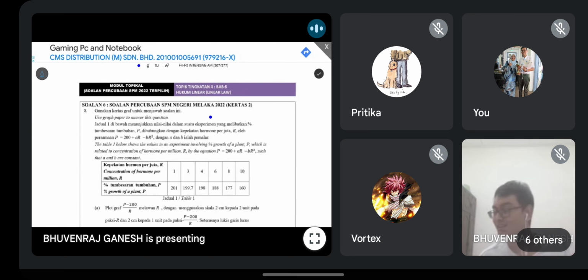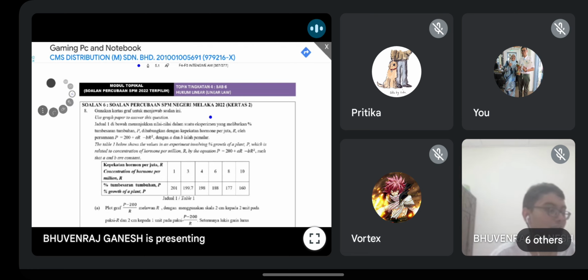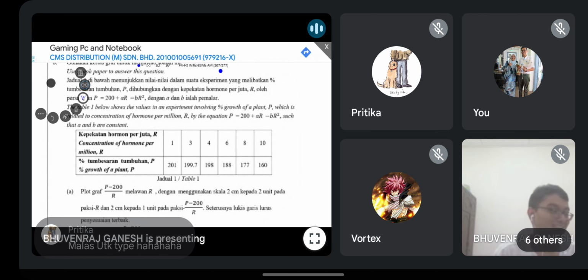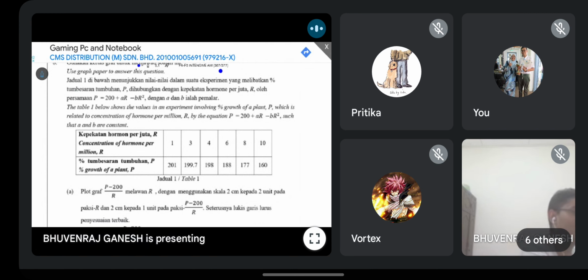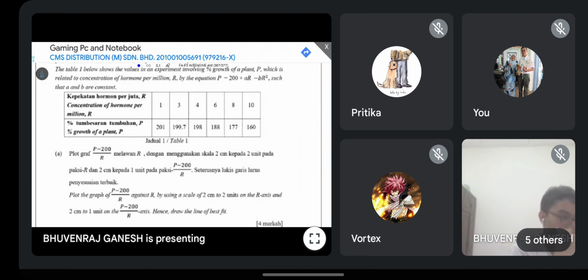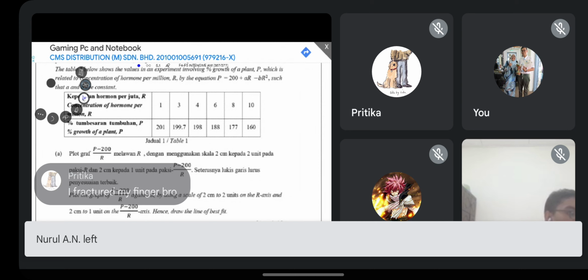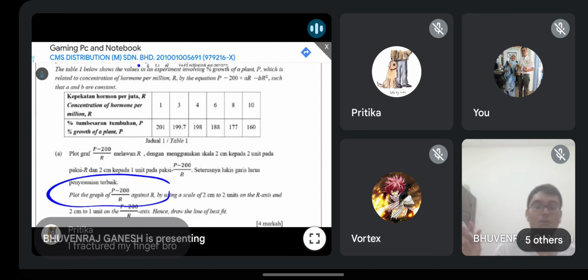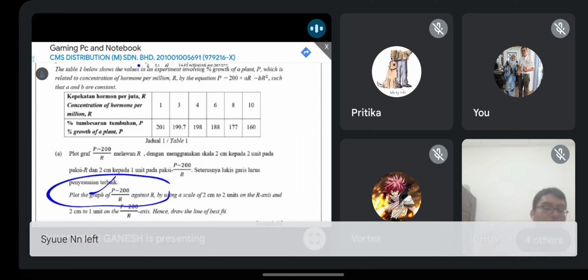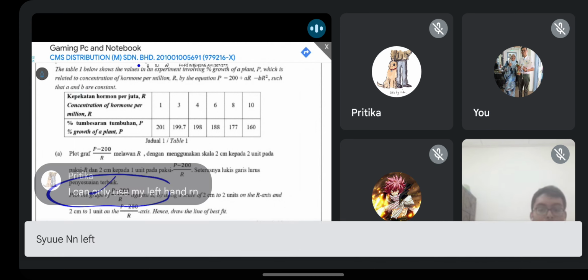Okay, this one also a bit interesting, this question. Basically they're talking about concentration of hormone per million. So this one, basically you must plot this. Means you must draw the table. Guys, although the question never says to draw the table, you still need to draw, so that it is easier for you to plot the graph. Maybe you might be given marks also, you don't know. So just draw anyways, it's better for you.